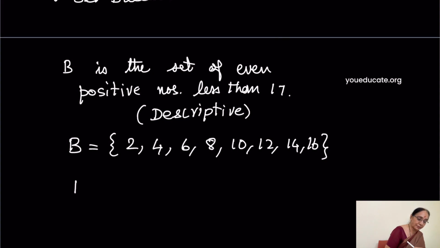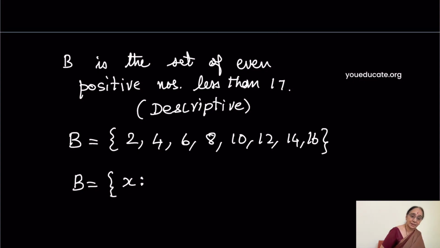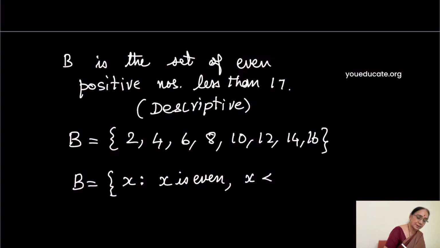Now what is the set builder form? Here we use a variable. Generally we use x, but you are free to use any variable. Don't use O, because you will be confused with 0, right? So don't use O. Any other alphabet is fine. So x, and these two dots mean x such that x is even, and x less than 17. So this is the set builder form.